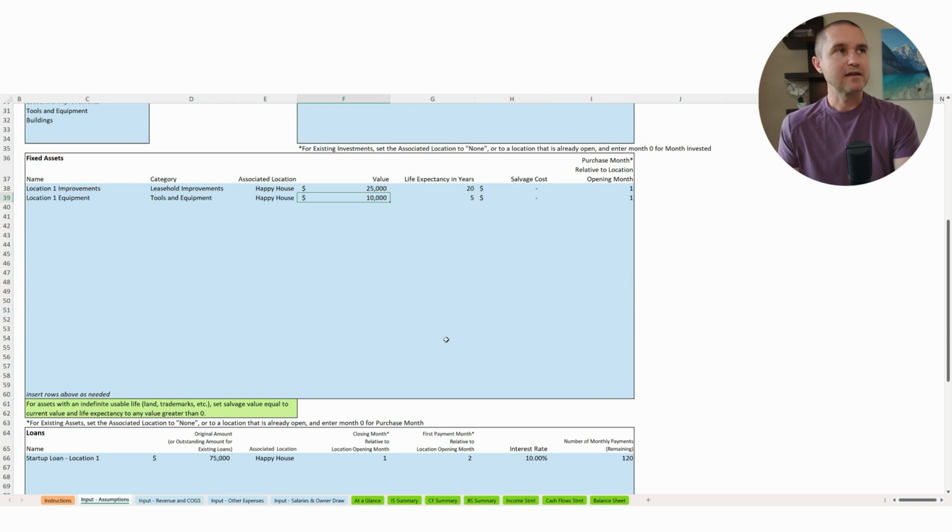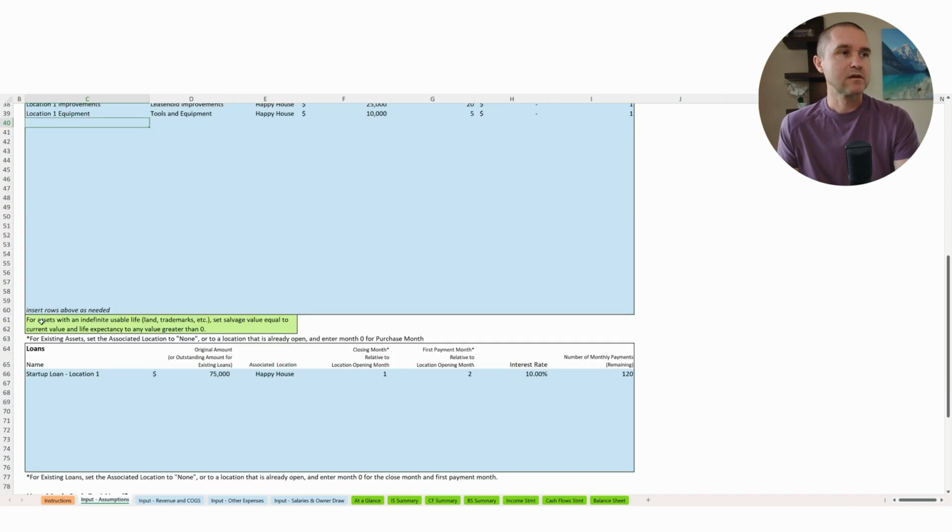Now, if you bought a vehicle, you could put that vehicle here in fixed assets as well. I'm actually going to show leasing the vehicle in the model. It's a little simpler to model and just have some base assumptions on the lease cost, but you could put in a purchase of a vehicle as well.